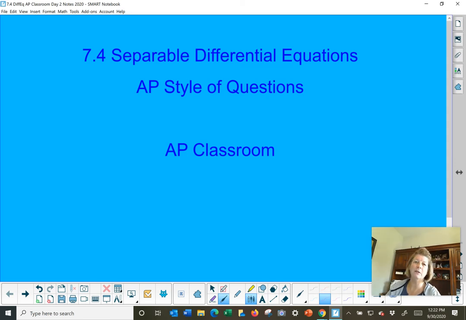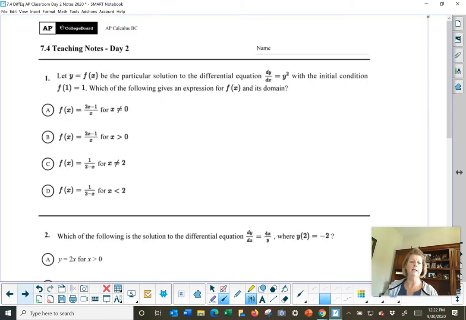7.4, separable differential equations. Today we're going to look at the AP style of questions, and you will go to the AP classroom to complete your assignment. So you're going to see multiple choice questions that have been on the BC exam, as well as some free response questions related to differential equations. The only thing I'm going to do with you is walk through two examples and then cut you loose so that you can use most of your time to do your homework.